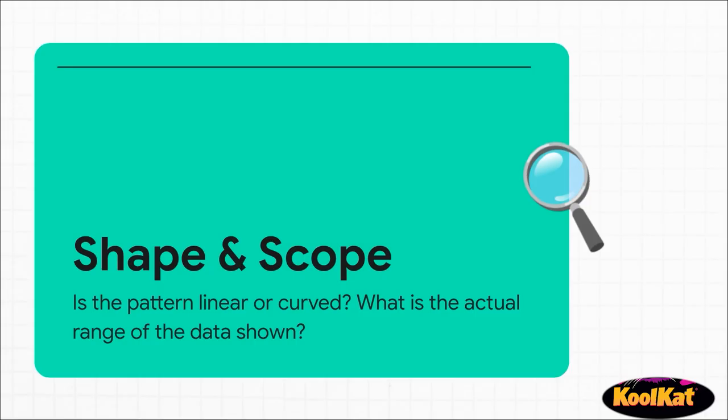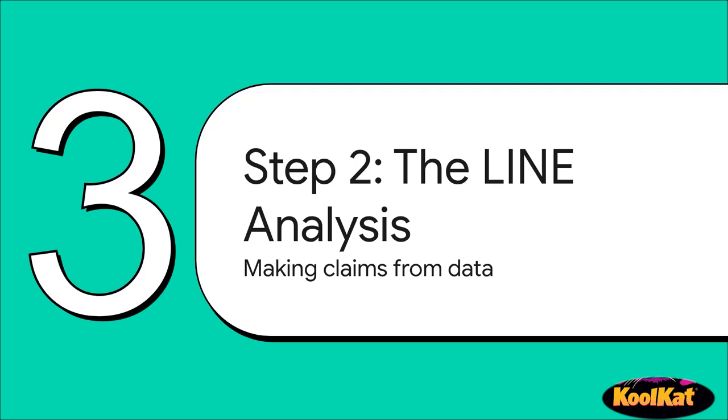And last, for our dot scan, check the shape and scope. Is the pattern basically a straight line, or does it have a curve to it? And here's the sneaky part that catches so many people. Take a quick peek at the numbers on the axis. What's the actual range of the data? This is so important because, as you'll see in a minute, you can only talk about the data you can actually see.